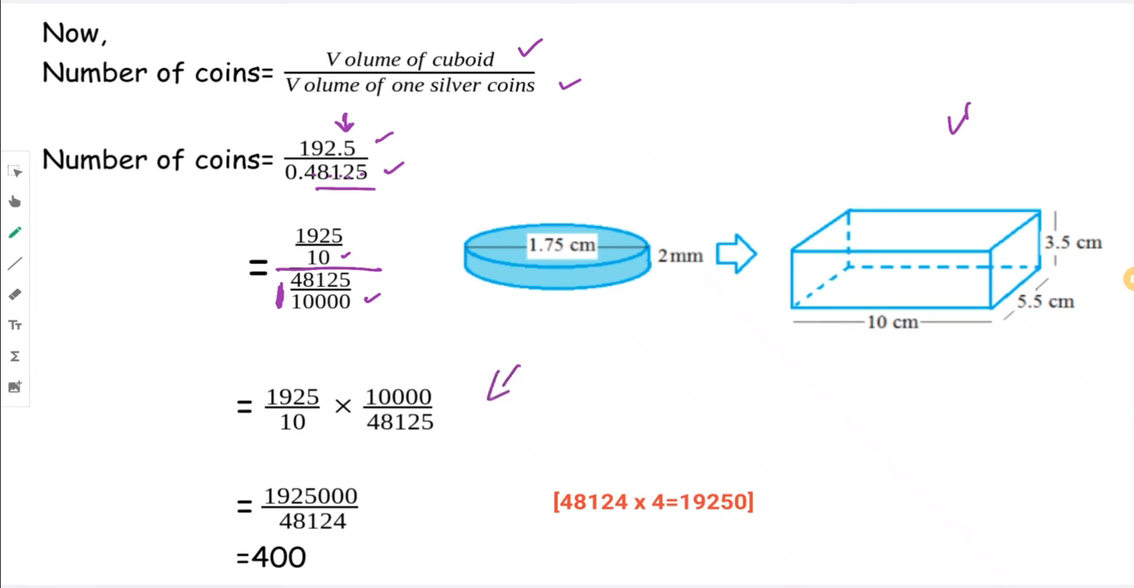Once we're done with that, let's multiply these two. When you multiply, okay, let's cancel this 0 and 0, and then when you multiply this, we're going to get this much, divided by 48125. So I've already done it for us here. When you multiply by 4 times, we'll get 19250. Okay, then we'll be left with this 20, which means 400. So how many coins do we need to form this cuboid? We need exactly 400 coins to form this cuboid.